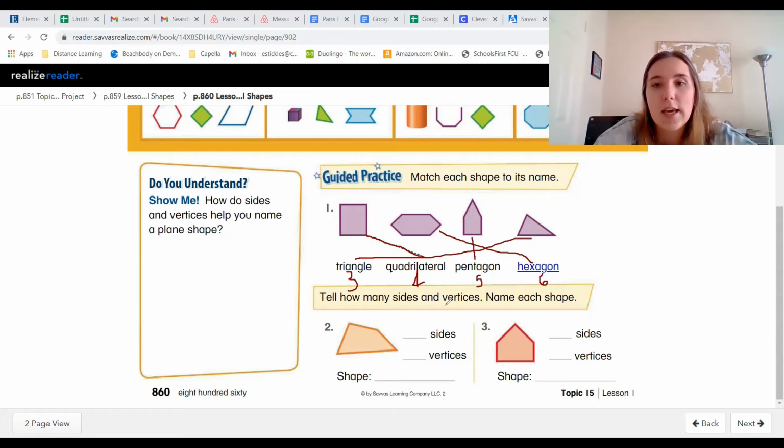Now let's look at the next one. It says, tell how many sides and vertices. Name each shape. So we need to count the sides and we need to count the vertices and then tell them what shape it is. So I see 1, 2, 3, 4 sides. And I see 1, 2, 3, 4 corners. So what shape would that be? Would that be a triangle, a quadrilateral, a pentagon, or a hexagon? It'd be a quadrilateral because it has 4. So I'm going to say quadrilateral. Make sure you write this out. Quadrilateral.